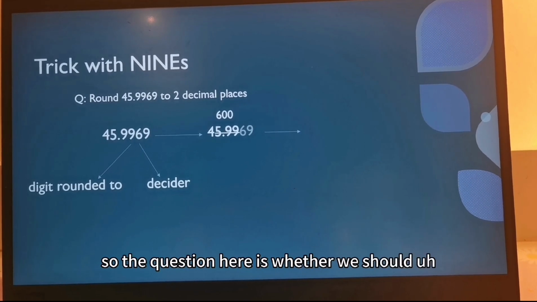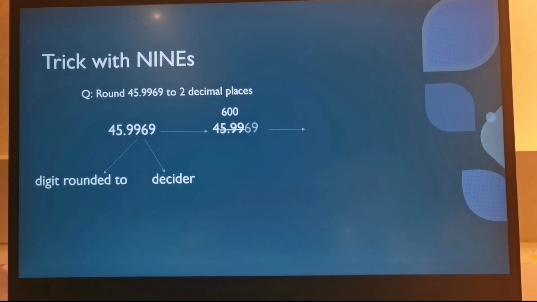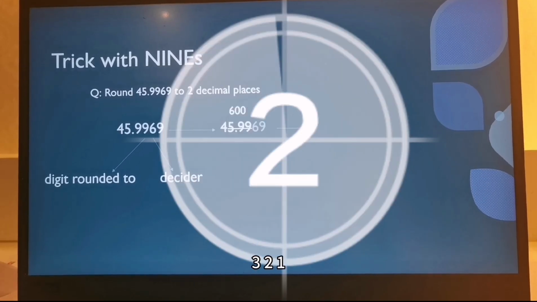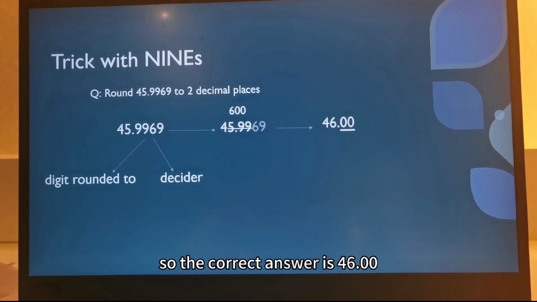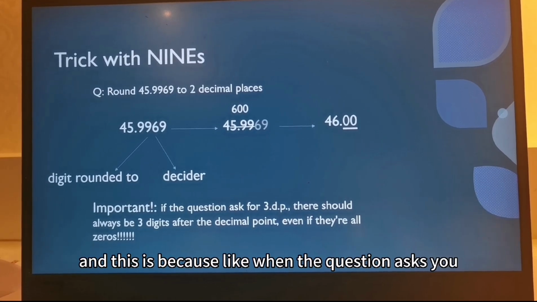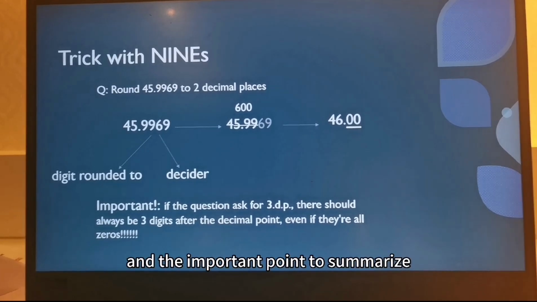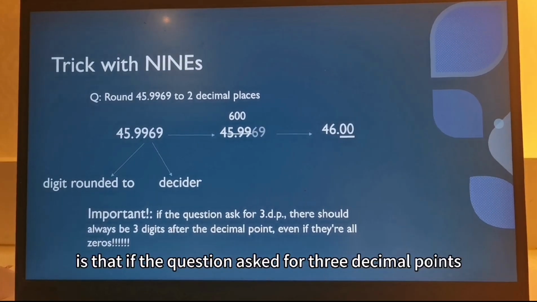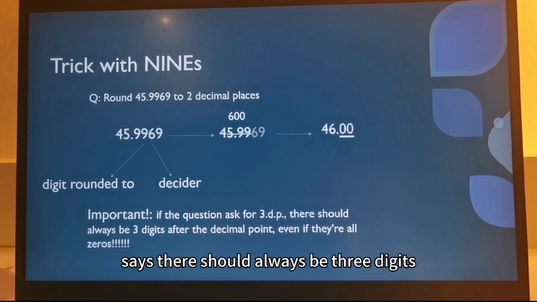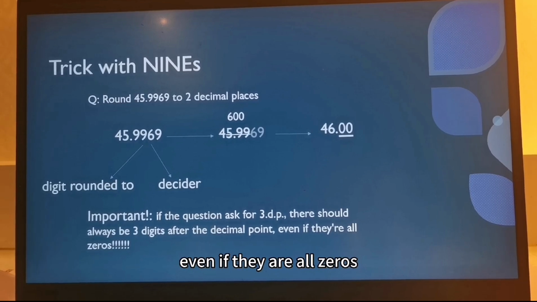46.00. The question here is whether we should write the final answer as 46.00 or 46. The correct answer is 46.00. This is because when the question asks you to give 2 decimal places, you should always give that. The important point to summarize is that if the question asks for 3 decimal places, there should always be 3 digits after the decimal point, even if they are all zeros.